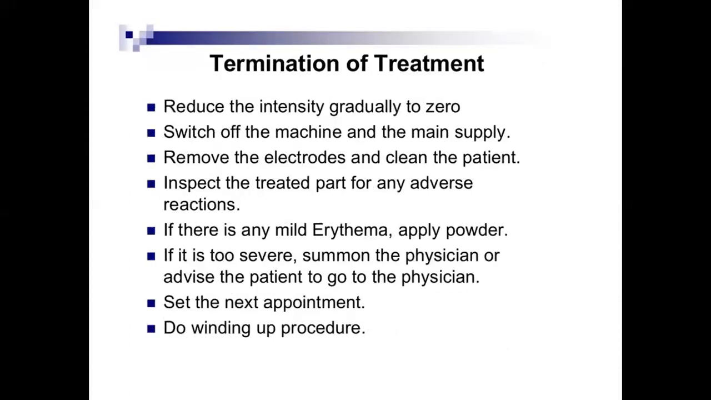The termination of treatment starts with reducing the intensity gradually to zero. Switch off the machine and the main supply. Remove the electrodes and clean the patient. Inspect the treated part for any adverse reaction. If there is any mild erythema, apply powder. If it is too severe, summon the physician or advise the patient to go to the physician. Set the next appointment and wind up the procedure.